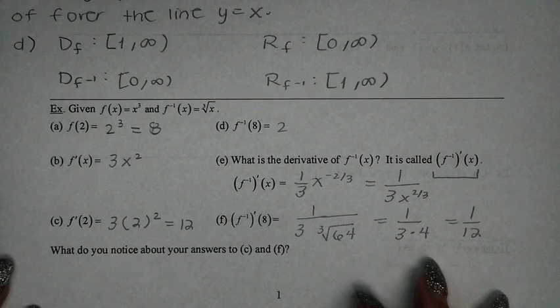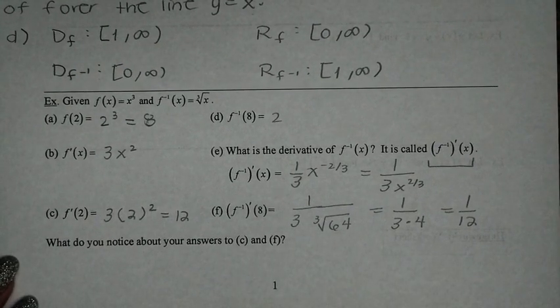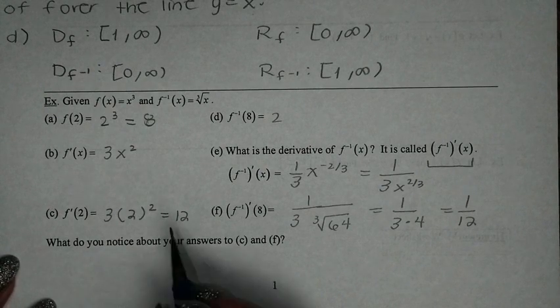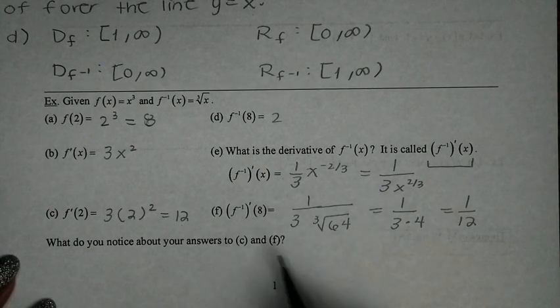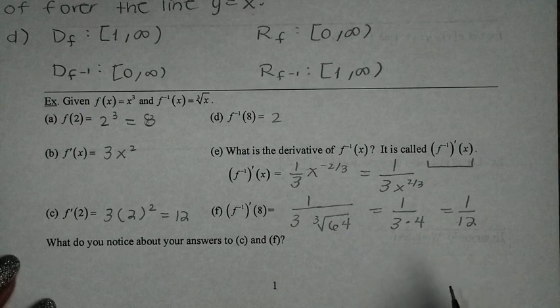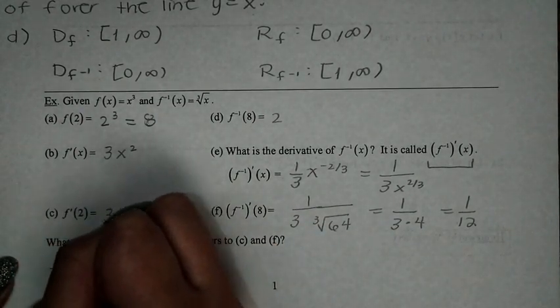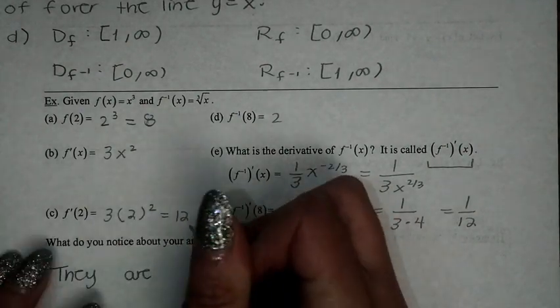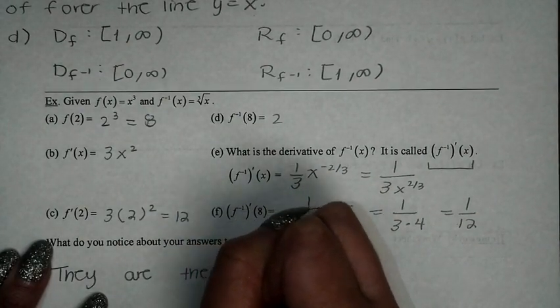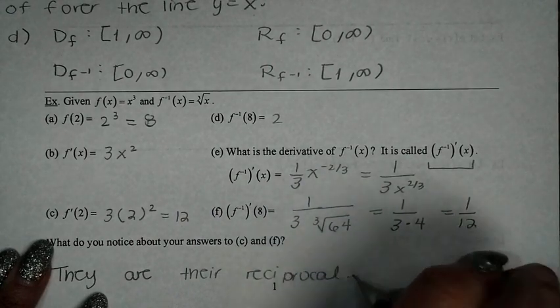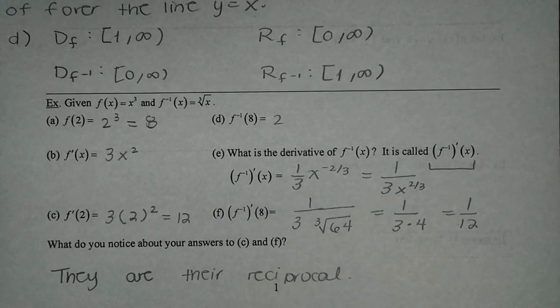Now ask yourself, what do you notice about your answers to C and F? How are they connected? Well, you can see the 12, right? But it's in a different position. So what you can see here is that they're reciprocals. That's our observation.